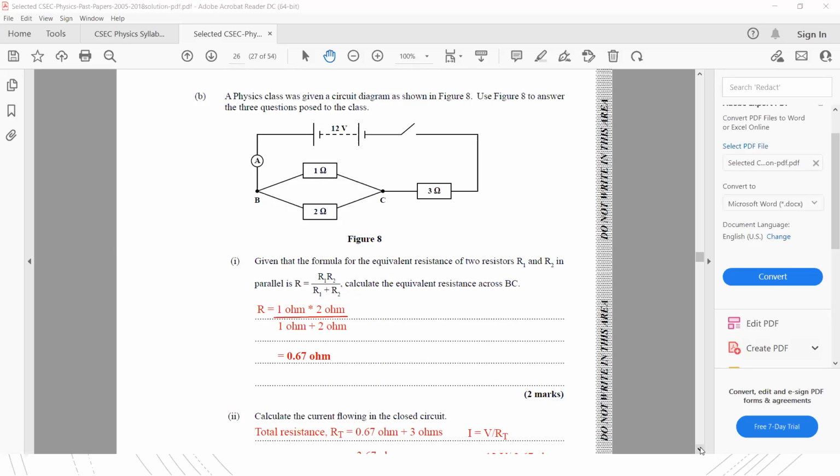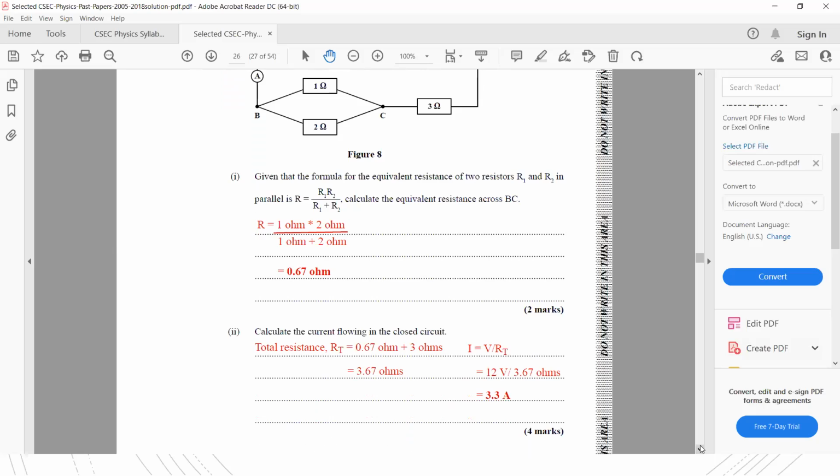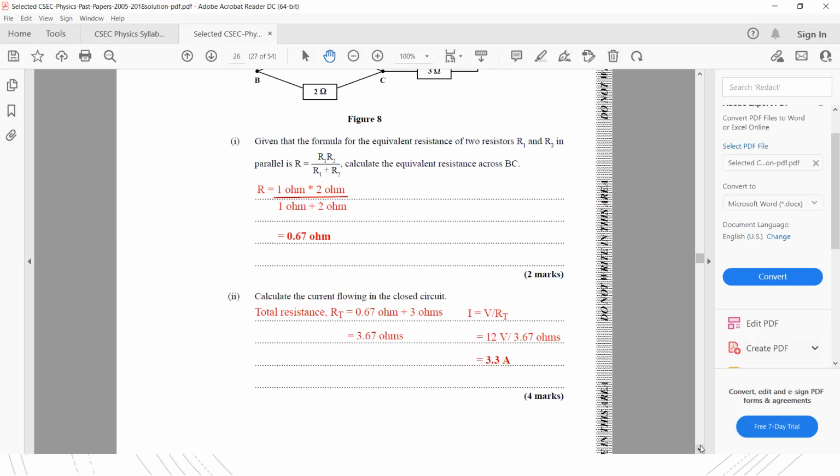Then you are asked to calculate the current flowing in the closed circuit, which means that you need the total current. Before you can find the total current, you need to find the total resistance in this circuit. Having found the parallel part, that 0.67 ohms basically means you could replace the 1 ohm and 2 ohm resistors with one 0.67 ohm resistor in series with the 3 ohm resistor. So the total resistance would be 0.67 plus 3 ohms, which is 3.67 ohms.